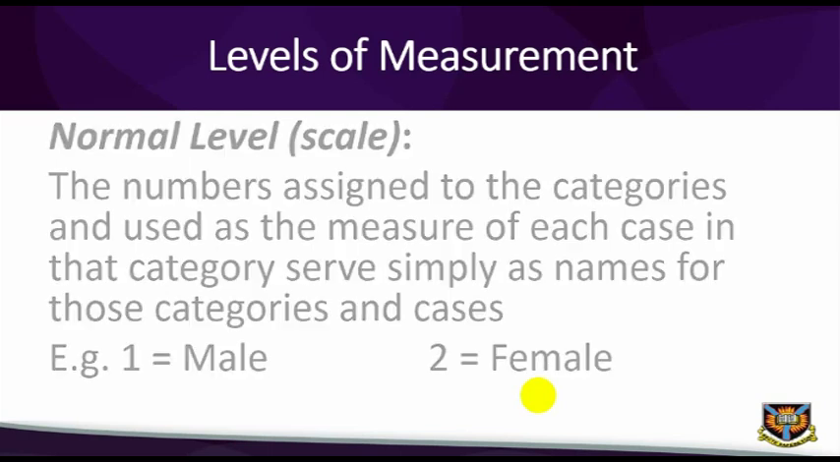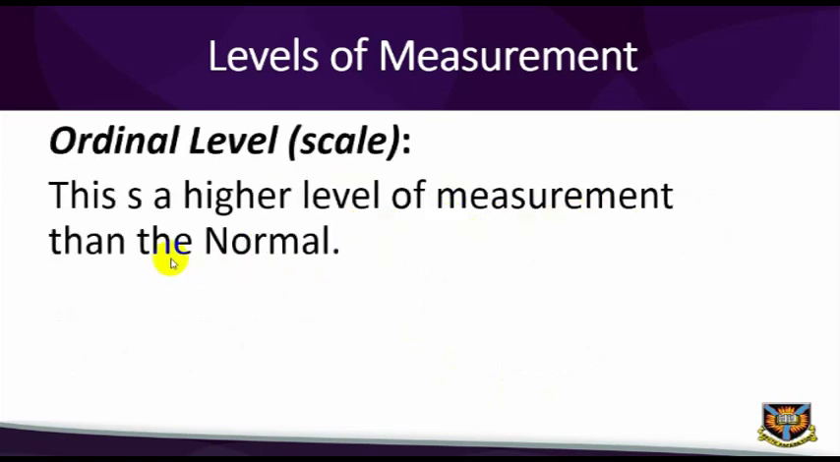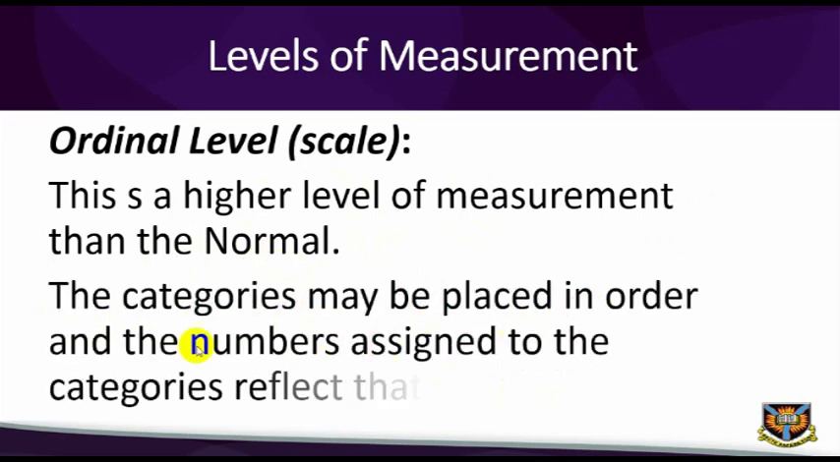Ordinal level scale. This is a higher level of measurement than the nominal. At the ordinal level, the categories may be placed in order and the numbers assigned to the categories reflect that order. For instance, in classifying political participation, we may use 1. Low participation, 2. Medium participation, 3. High participation. We know that medium is better than low, but we do not know by how much. Likewise, the distance between high and medium participation is not ascertainable.